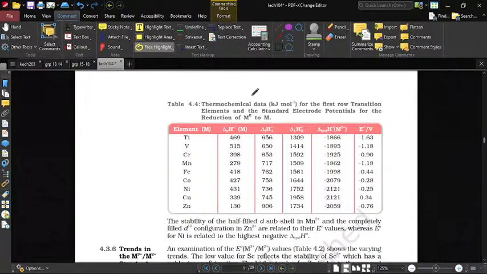Thermochemical data in kilojoules for the first row transition elements. The stability of the half-filled d subshell in Mn plus 2 and the completely filled d10 configuration of Zn plus 2 are related to their electrode potential values, whereas the electrode potential value of nickel is related to the highest negative hydration enthalpy.